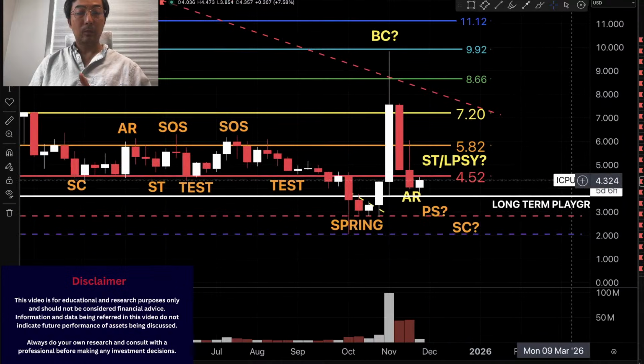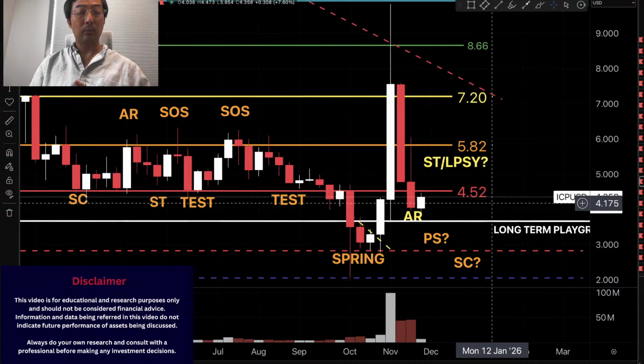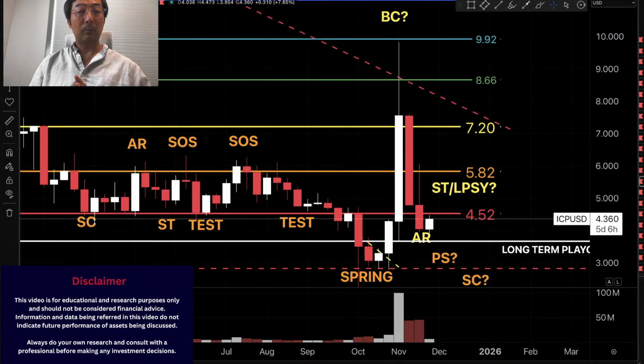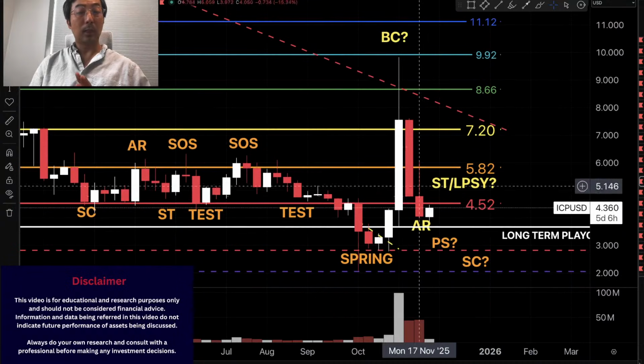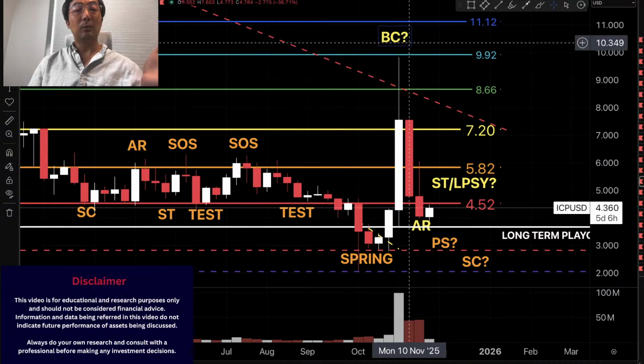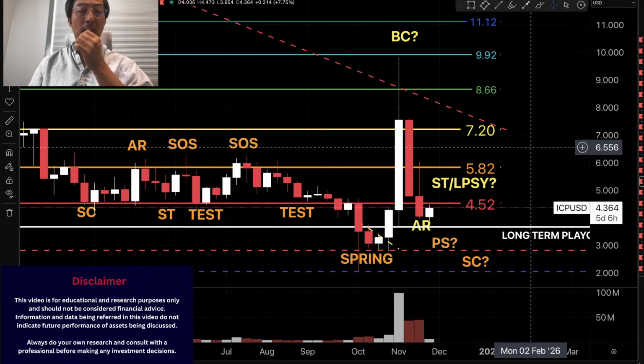Here, currently the price is trading below the red key level of 4.52. We previously discussed there can be two scenarios playing out. I actually didn't tell you another one that I have ruled out. I'll let you know now what that is and why.